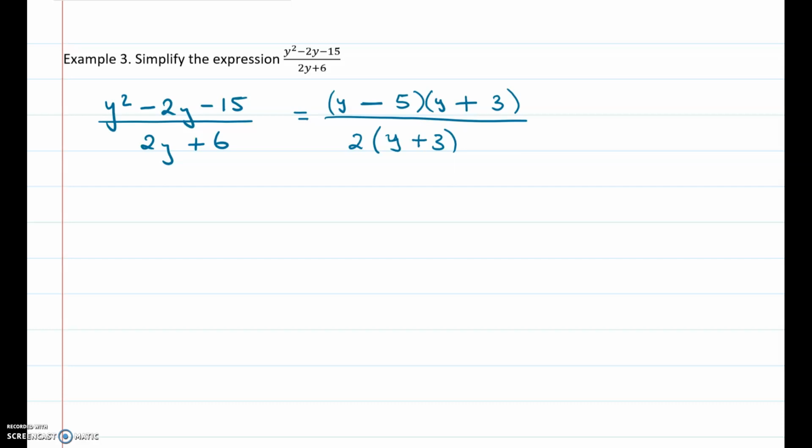But the key thing is, you don't have y plus 3 plus or minus anything else, either on top or bottom. So the y plus 3's are no longer involved in addition or subtraction. That means they can cancel with each other. And we're left with y minus 5 over 2. And there's no more cancelling to be done there.